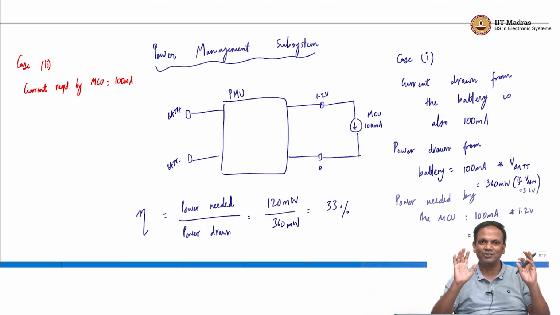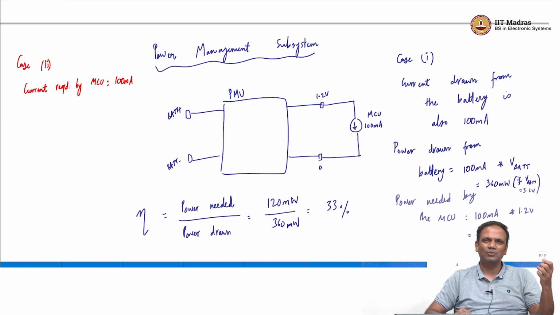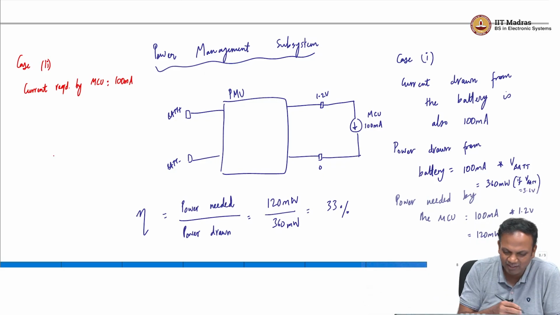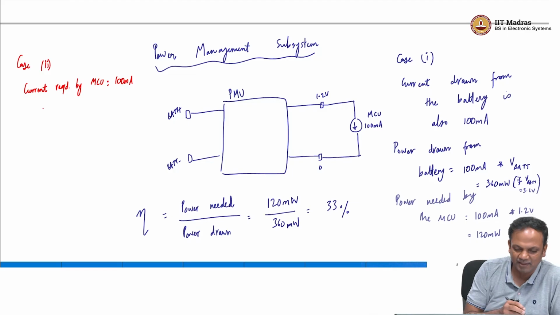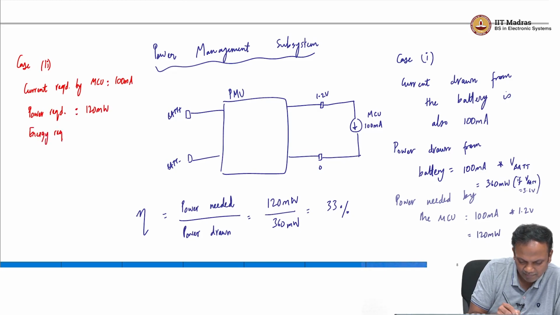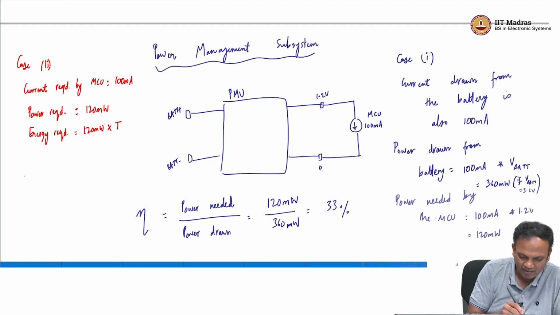That is all the understanding you need to grasp that. Now, the way that is done is through something called a switching regulator, but let us just finish this thread here. Current required by the MCU is 100 milliamp, which means power required is 120 milliwatt. So, energy required is 120 milliwatt into whatever time it is running for, right.